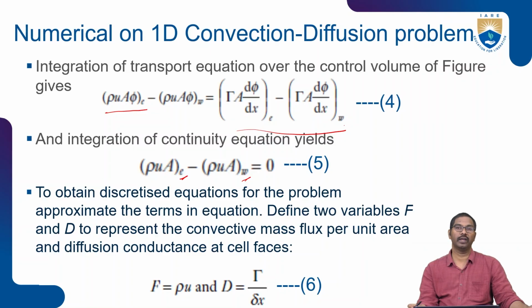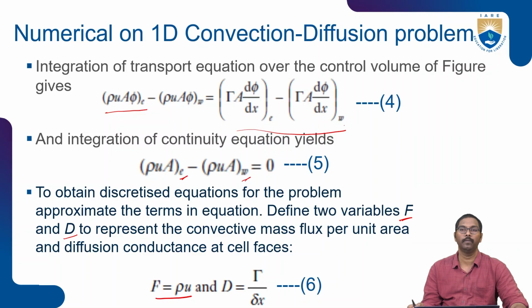The next step is to get the discretized equation, for which we have to approximate the fluxes. Before that, we define two variables, capital F and capital D, where capital F is the convective mass flux, that is, F equal to density into velocity, rho u. Similarly, the diffusion conductance, capital D, equals gamma by delta x, as given here.